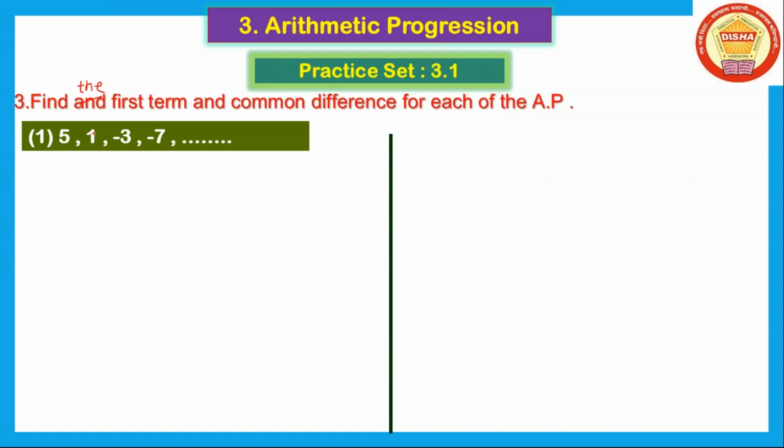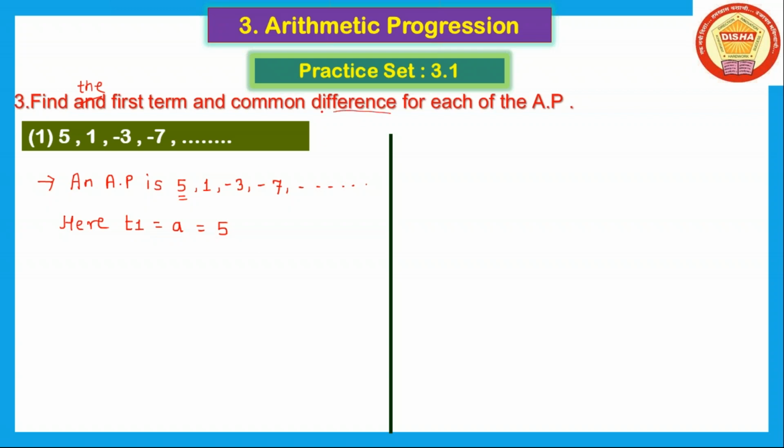Okay, we have the sequence given. The AP, arithmetic progression, is 5, 1, -3, -7, and so on. Okay. Then here we find the first term. The first term is equal to 5. Okay, means because here the first term is given as 5, so we directly write T1, that is A, is equal to 5.